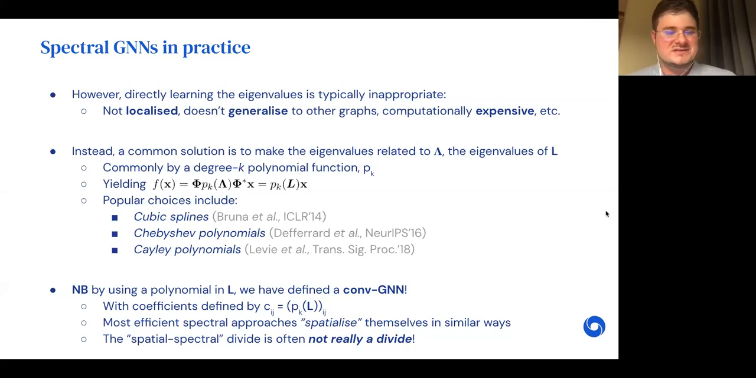Now, one thing that's very important to note is that the very fact of you saying you're going to use a polynomial in the Laplacian means you've defined the convolutional GNN, because you can pre-compute the coefficients with which your nodes are going to interact. And many efficient spectral approaches, to make themselves efficient, will turn themselves spatial in very similar ways. And that means that in many earlier papers, including my own graph attention network paper, you might have seen the statement that graph nets can be partitioned into spectral and spatial. Well, this divide is actually not really a divide, and I was also personally wrong to state this. In most practically useful cases, spectral GNNs are actually going to be very special cases of spatial GNNs.